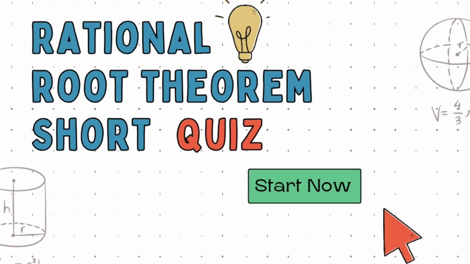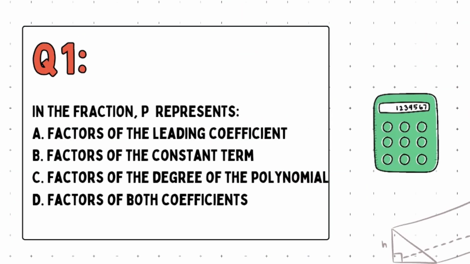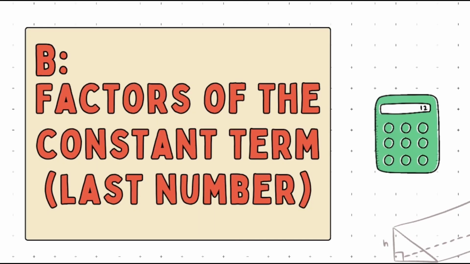Before we end our instructional video, let's have a short quiz. Question 1. In the fraction, p represents a: factors of the leading coefficient, the constant term, the degree of the polynomial, or both coefficients. The correct answer is factors of the constant term, which is the last number.